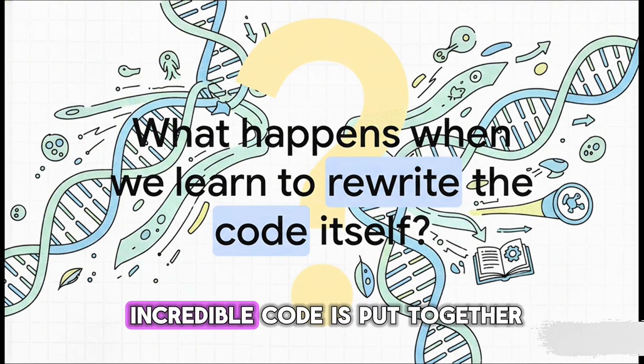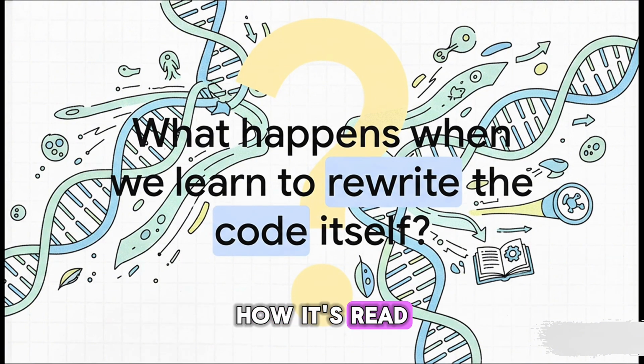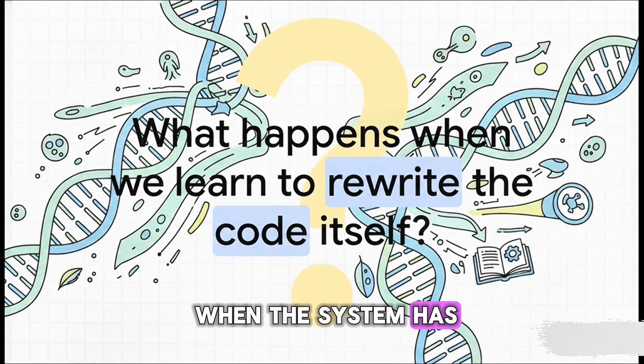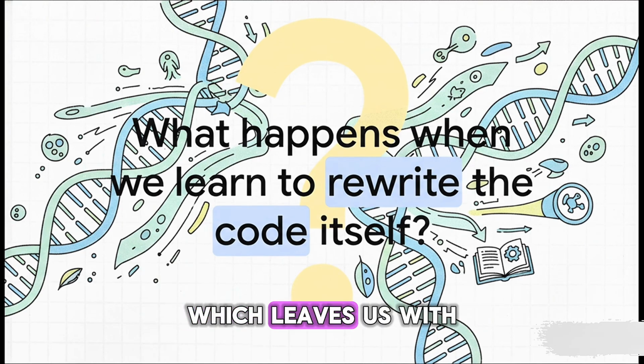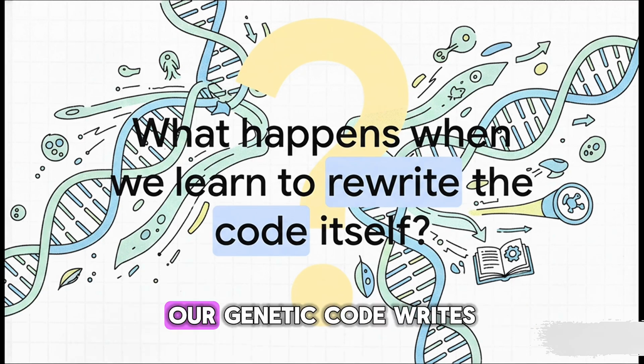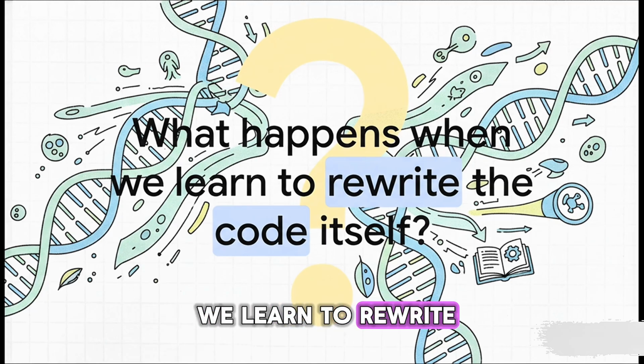So, there you have it. We've seen how this incredible code is put together, how it's read, and even what happens when the system has a hiccup. This code literally writes the story of life itself, which leaves us with a huge and kind of mind-bending question for the future. Our genetic code writes our story, but what happens when we learn to rewrite the code itself?